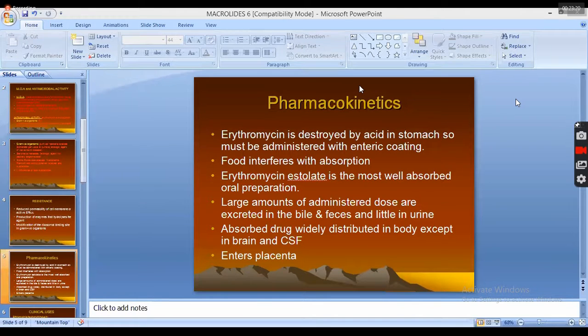But if you can see the last point, the drug when given to a pregnant female, in certain situations when it's inevitable, enters the placenta. If it enters the placenta, it's going to affect the baby as well. So please keep in mind.